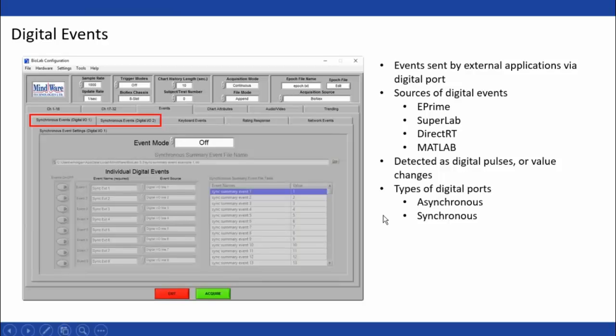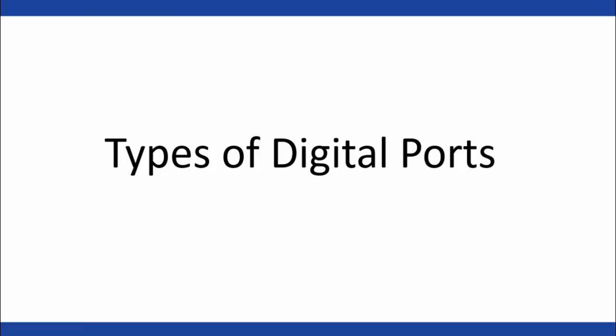Now, there are multiple types of digital ports, like I mentioned, which are available on different models of the BioNex. So we have asynchronous ports and synchronous ports. We also have different event modes called individual and summary. And what we're going to do now is go through each of these in detail so we can understand the difference between the types of digital ports that we have available to us and the types of event modes that we have in BioLab.